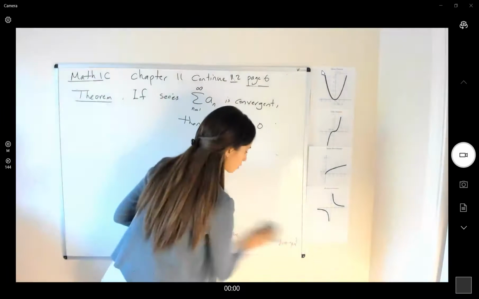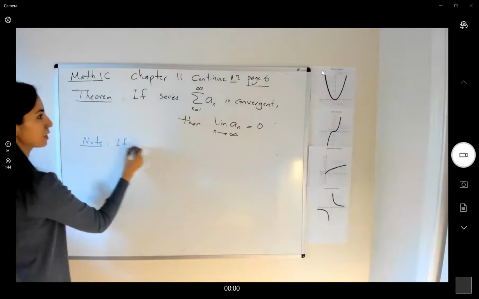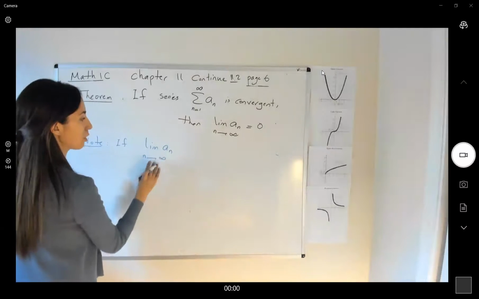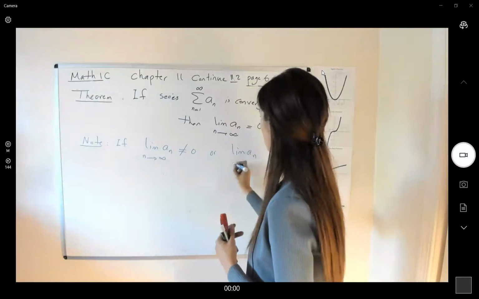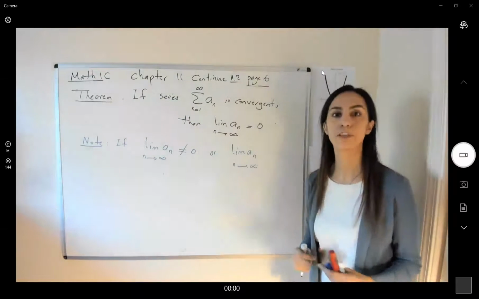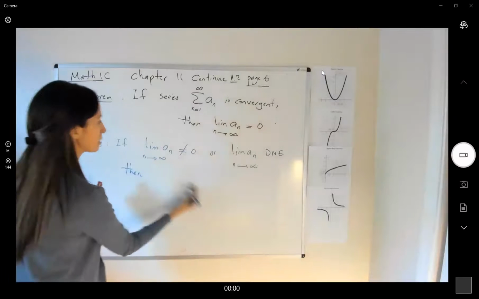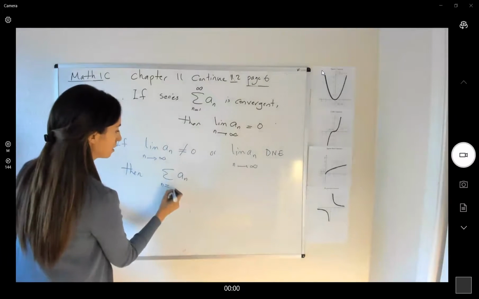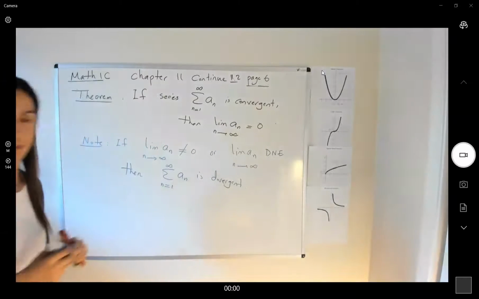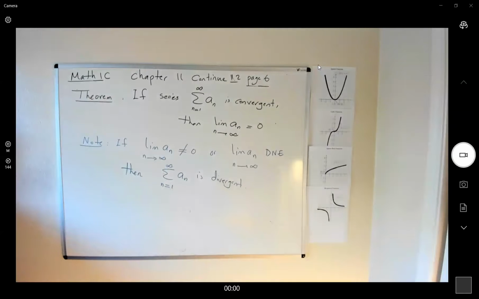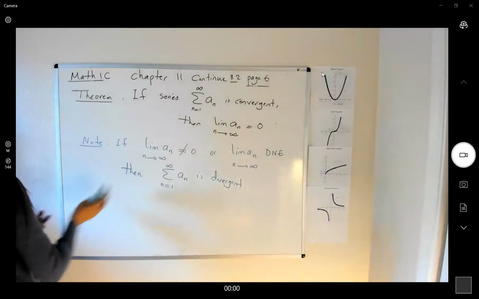The contrapositive of this theorem is, let us write it as a note: if the limit of an as n goes to infinity is not equal to 0, or the limit gives you two different numbers, or gives you infinity, so in general does not exist, then for sure you can say that the series an from 1 to infinity is divergent. There you go. Perfect. Example.